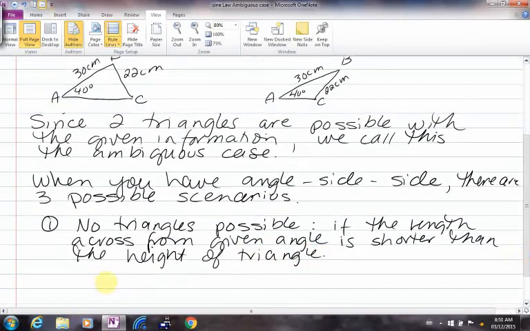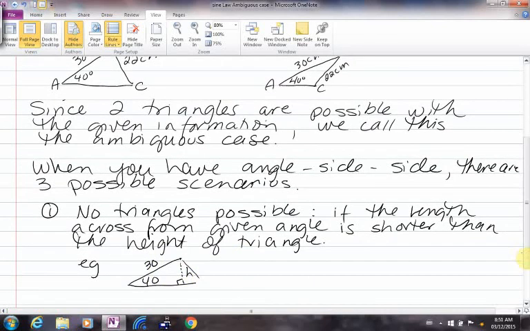So I'll give an example with the data that we started with. So if this is 40 and this is 30 and this is our other side. The height, what I'm talking about, is coming straight from that top point down to the base at right angles. So that's our height. Now how could we calculate that height? We have this angle and we have this other length that we know. So what would we do to calculate that height?